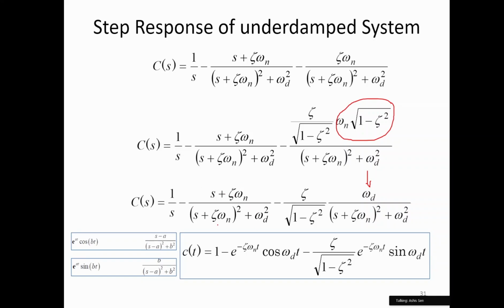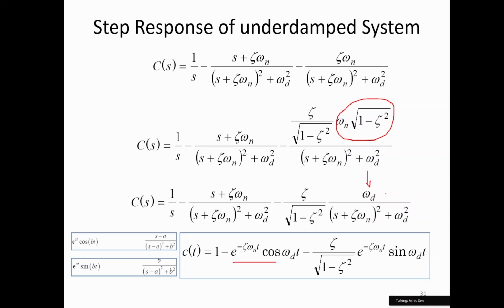So the inverse Laplace of this function is e to the power at into cosine bt. Here a is basically minus zeta omega n, so e to the power at is e to the power minus zeta omega n into t. Then cosine of bt, where b is basically omega d, so cosine of omega d into t. So you got the Laplace inverse of this term.